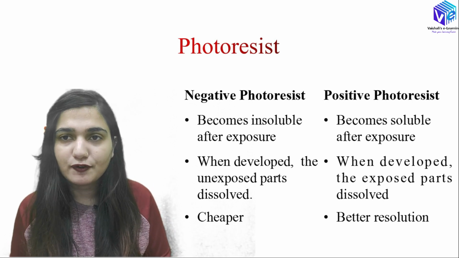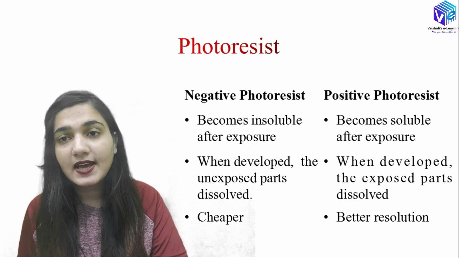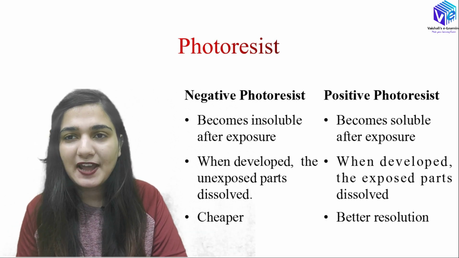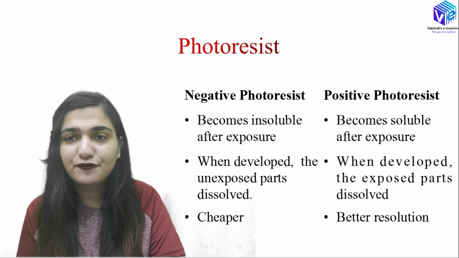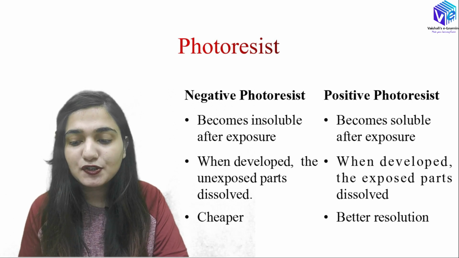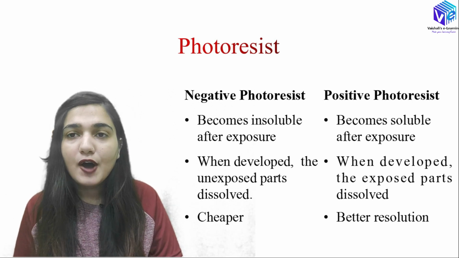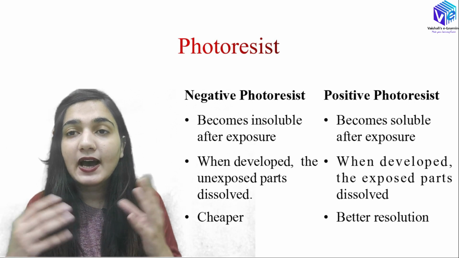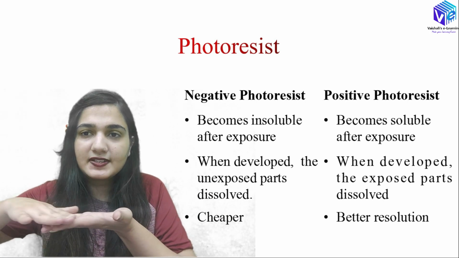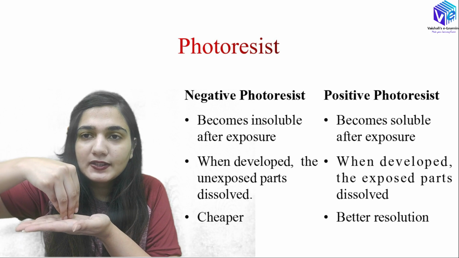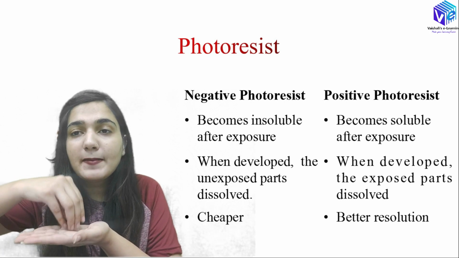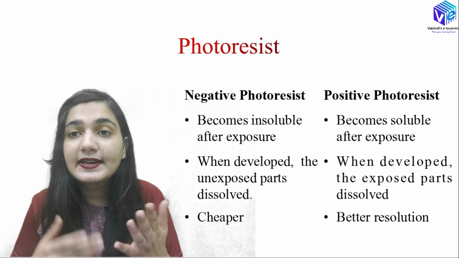Now we have two types of photoresist. First is negative photoresist and second is positive photoresist. Be careful about these two types, because a lot of people get confused and switch both of them. Negative photoresist becomes insoluble after exposure, or its internal properties make it very hard if I have light falling on it. So if I have a surface here and I shine light over it, and we have photoresist here, the photoresist properties will make it very thick, or very hard as well.